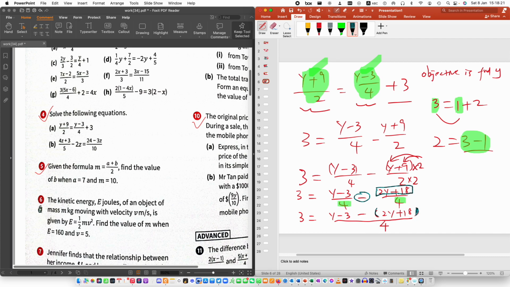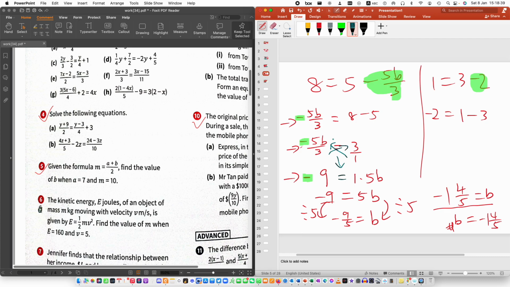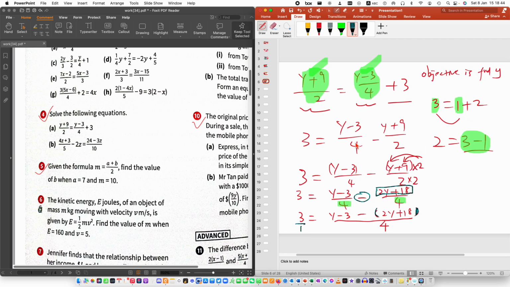When you reach this step, can you see that you have something on the left, something on the right? So you just get this into a fraction. Once you get this in the fraction, what method can you think of? Just now we talked about the cross. Cross multiply, right? Good. So we jump to cross multiply.